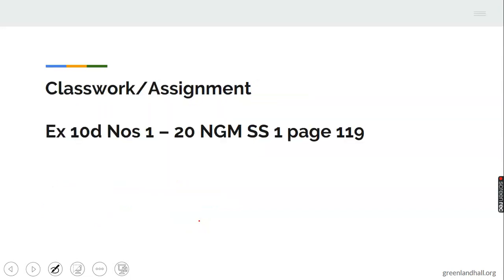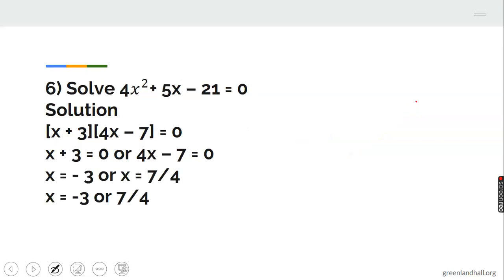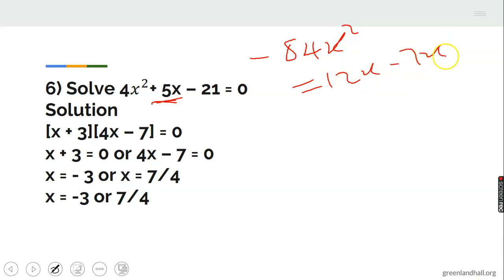The answer to that. Now this one is a classwork assignment. I move on. Now here we need to use the factorization method. By the time you factorize using grouping, you look for factors of minus 84x squared, and those two factors that will give you 5. So 12 will give us 5, so it's going to be 12x minus 7x to replace this.